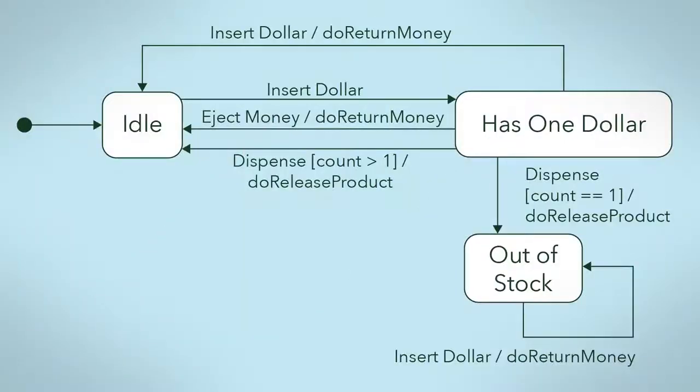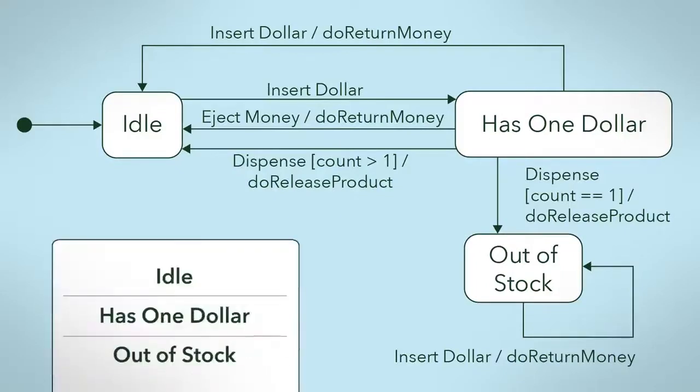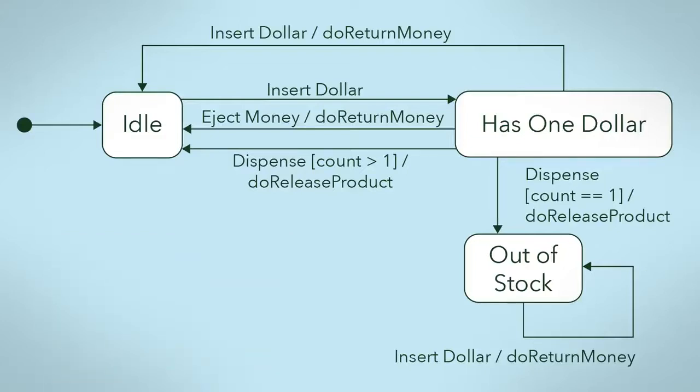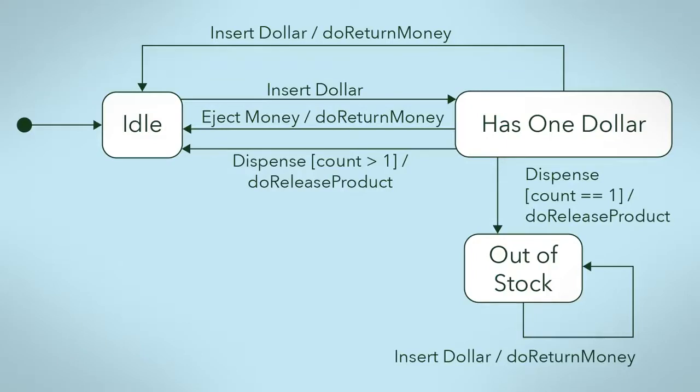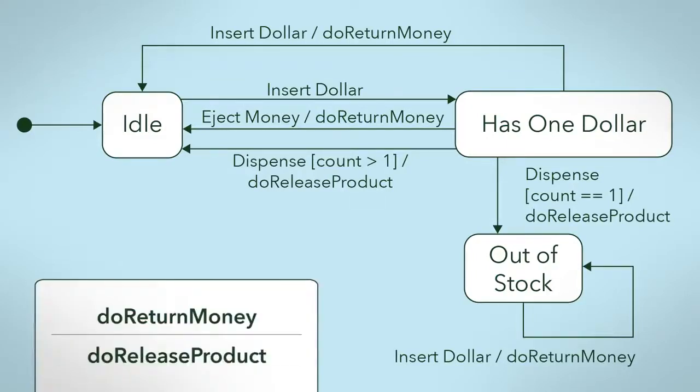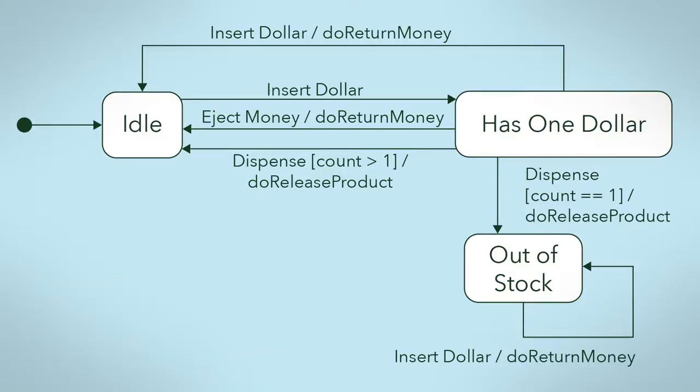From this diagram, you can see that there are three states: idle, has $1, and out of stock. The vending machine is in one of these states at a time. You can also see that there are three triggers, or events. These triggers would be insert dollar when a dollar is inserted, eject money when there is a request to eject money, and dispense when there is a request to dispense a product. There are two actions that the vending machine can do. These actions are do return money or do release product. Let's see what this might look like in code.